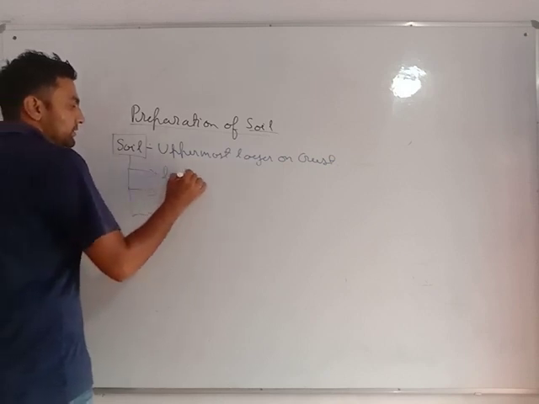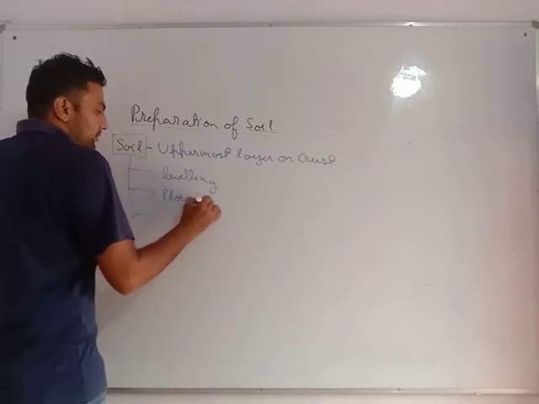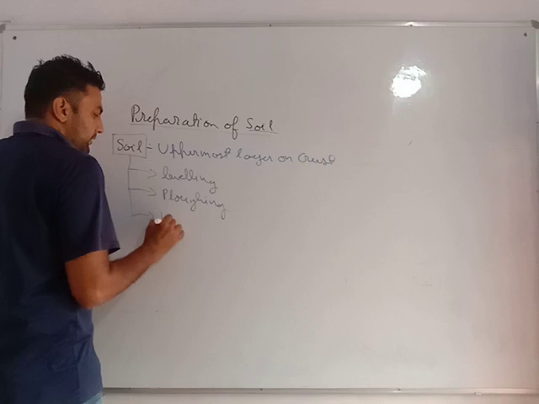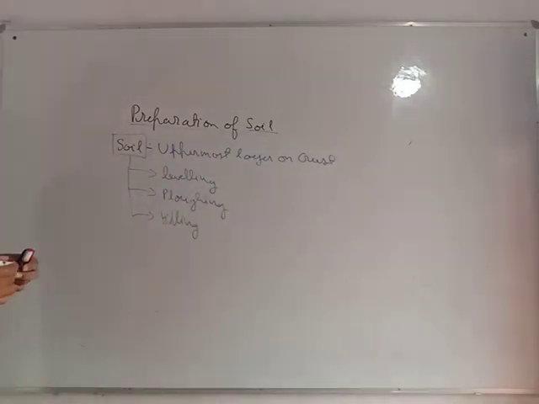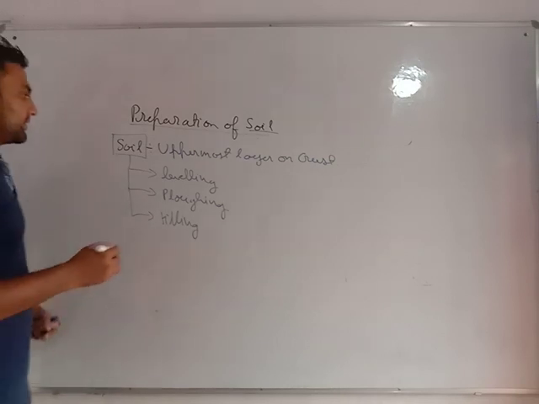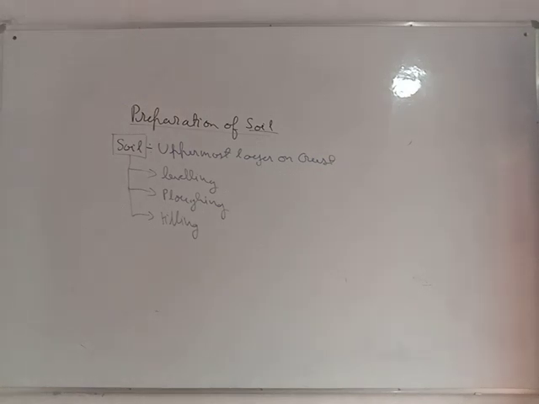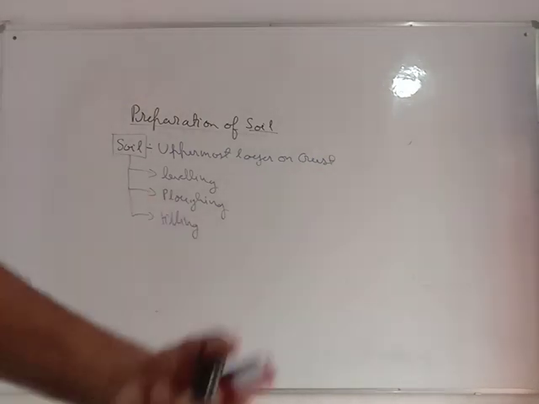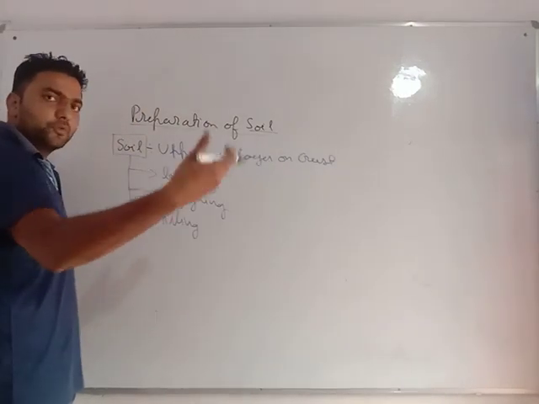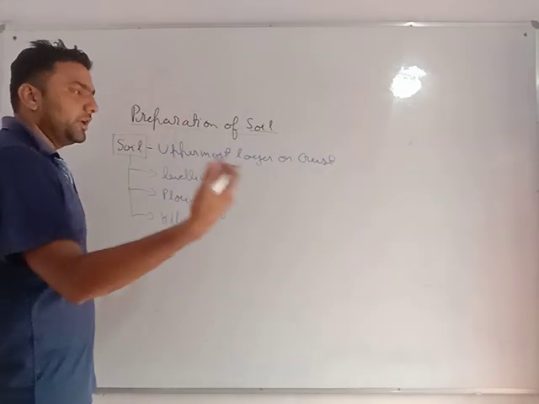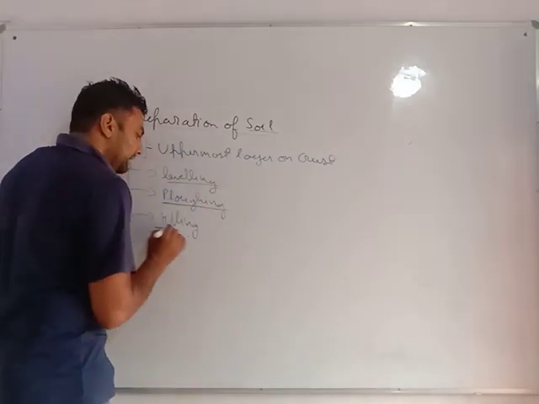First one is leveling, plowing and tilling. See, my dear students, what we need to do in the preparation of the soil is that soil is very important. The better the soil, the better the plant will grow, and a good scenario it will give. So very important, what is plowing, leveling and tilling?